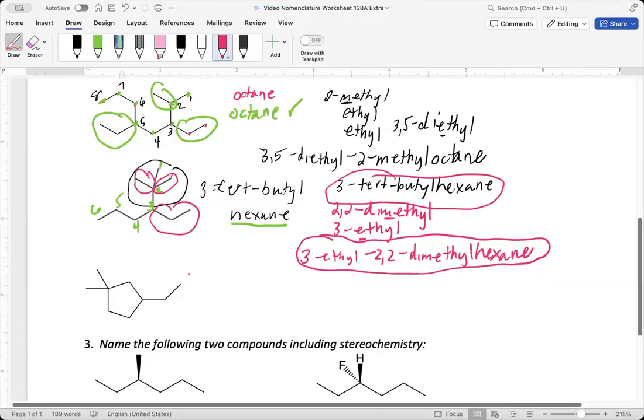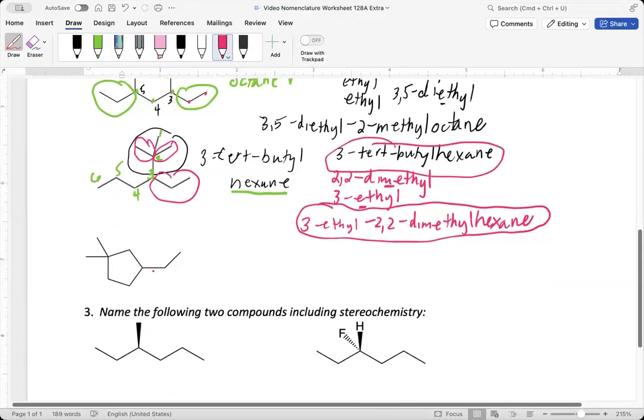Okay, and then the last one here of our alkanes. Remember, the parent is going to be the longest continuous chain. In this case, it's the cycle. We've got 5 carbons in a cycle. So my parent, let's go back to the black pen, is going to be cyclohexane. Sorry, cyclopentane. 5 is pent. ANE is the ending, so cyclopentane.